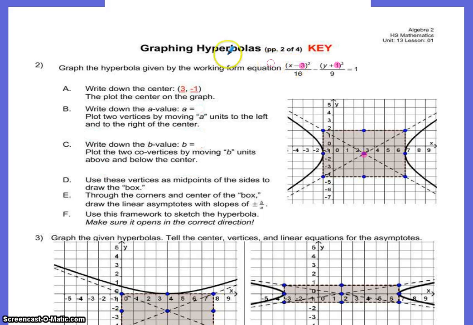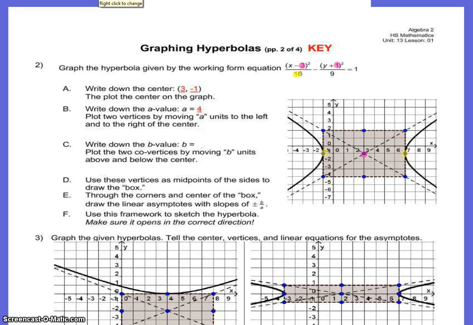Now looking at the equation, what is my a? Remember, a was squared there, so my a is really what? That's correct, it's 4. Now we're going to plot two vertices by moving a units to the left and to the right of the center. So if I move 4 to the right and 4 to the left, I'm going to have those 2 points.